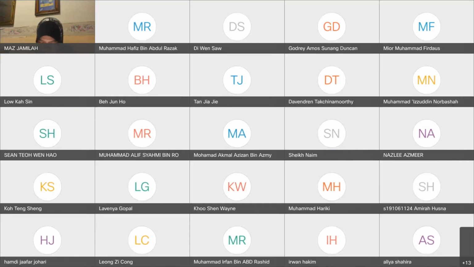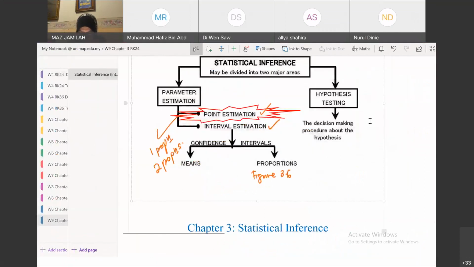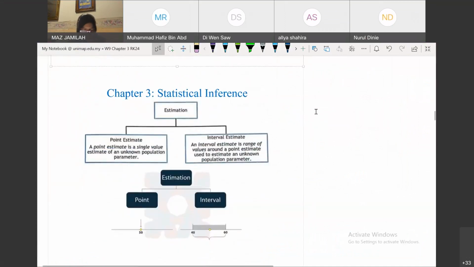Now, how can we do the point estimation? What is point estimation? What is interval estimation? It's as simple as talking about the weight of your friends. Let's say we are talking about the weight of RK24. For example, we have 62 students, and we collect the weight of our class and then find the average weight.